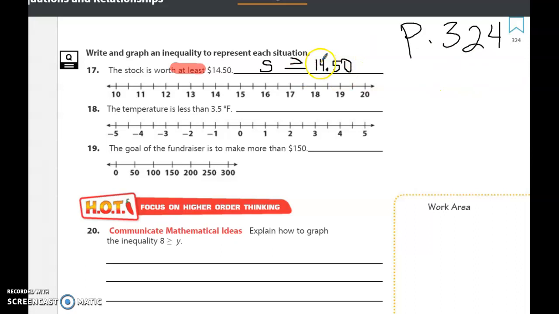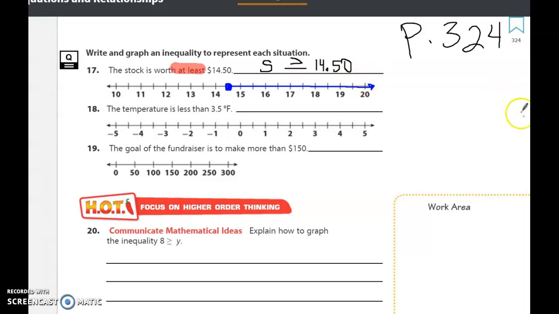Now when we go to graph this, we have to find $14.50, which is halfway between 14 and 15. We know that the stock could be $14.50. So we make a circle and we fill it in so it shows that it could be $14.50. It also could be anything greater than $14.50, so it could be any number that lies over on the right-hand side of our number line. All right, that's number 17.